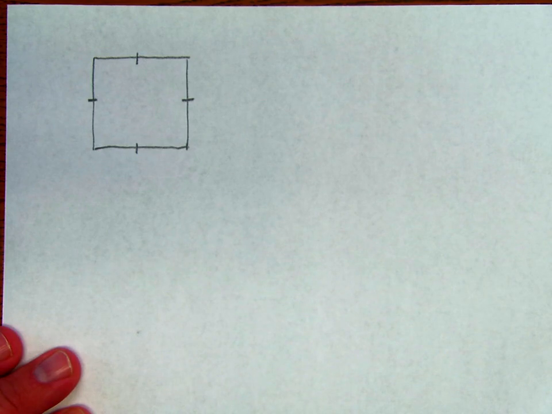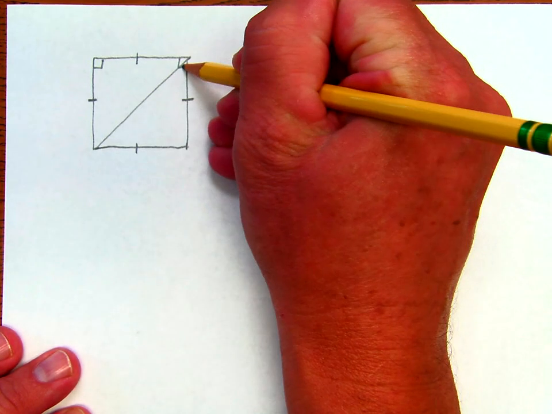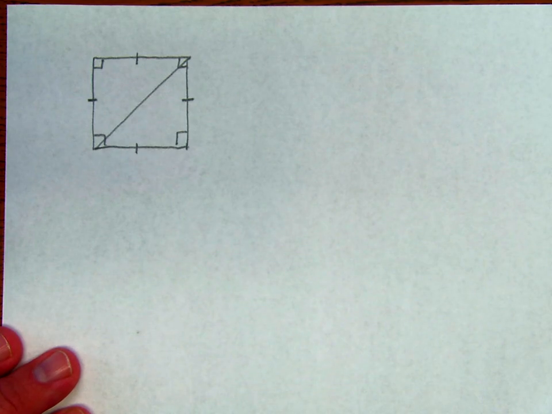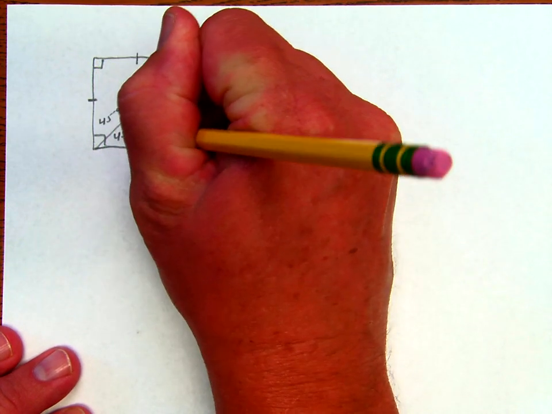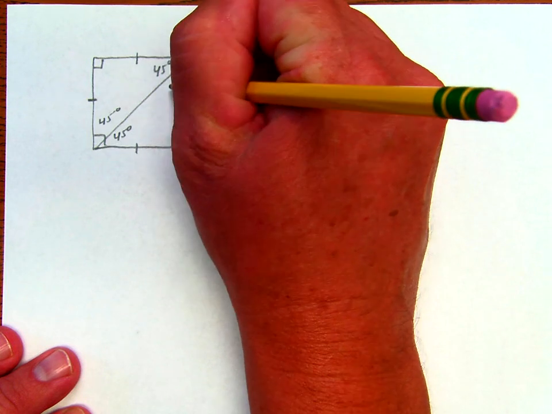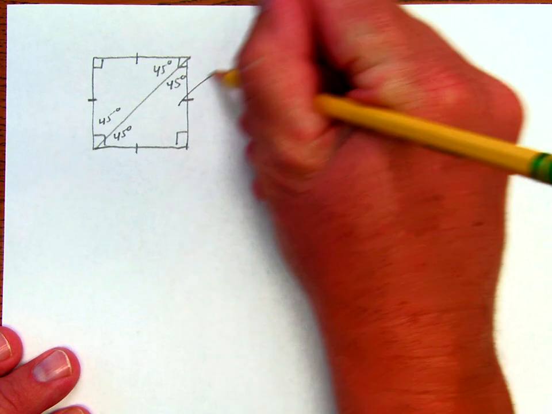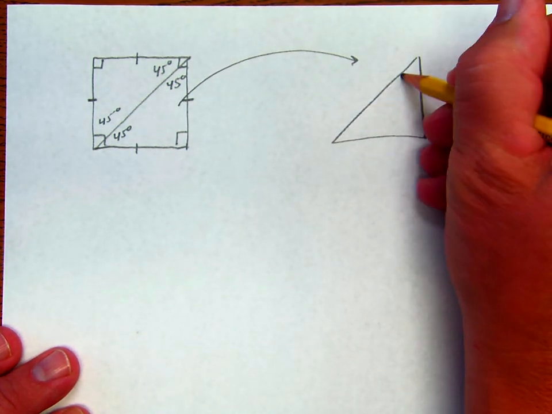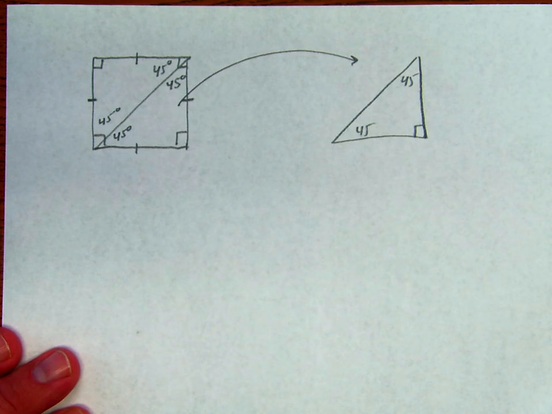By definition, all four sides of a square are equal. Forgot to draw those in. All four angles are right angles. And then I'm going to draw a diagonal in. Now, due to the symmetry of a square, that diagonal breaks the two right angles into 45 degrees. So I'm going to pull that right triangle, which is a 45, 45, 90, away from the square so it's less distracting.